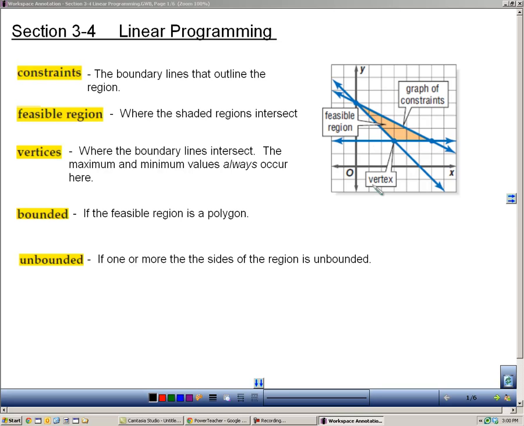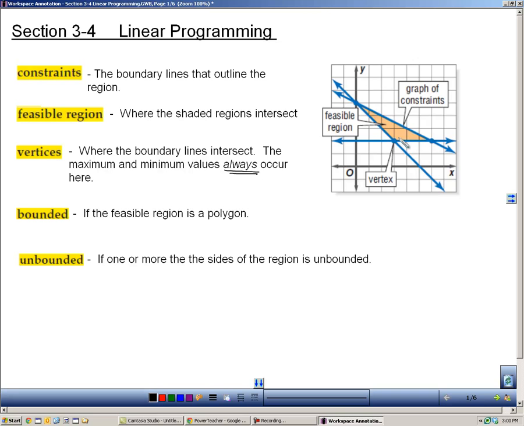A couple definitions we want to talk about. The constraints are the boundary lines that are the outside of the region. So the blue lines here are my graphs of my constraints. The feasible region is the orange part here. It's the shape that's created when you graph the lines. The vertices are the points of where the lines intersect, and they're the important points because the maximum and the minimum values of the function always occur at the vertices.